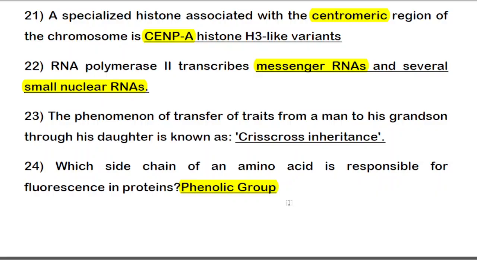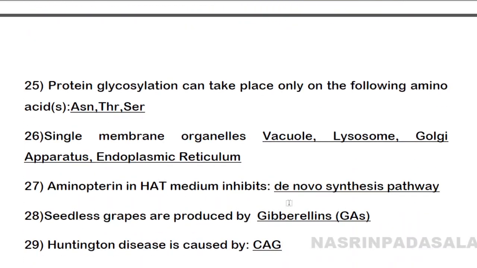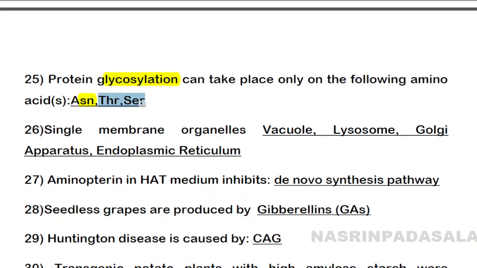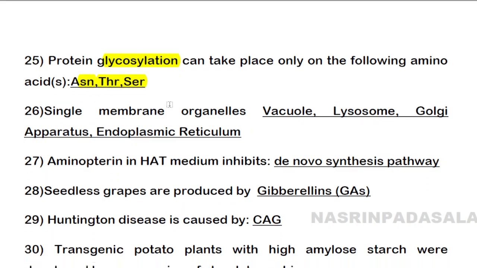So if we are speaking about aromatic, then you need to know those amino acids with phenolic side chain will be exhibiting fluorescence, which include your tryptophan, tyrosine and your phenylalanine. 25th question. Protein glycosylation can take place in asparagine. This is with regard to N-linked glycosylation, and threonine and serine are with regard to O-linked.